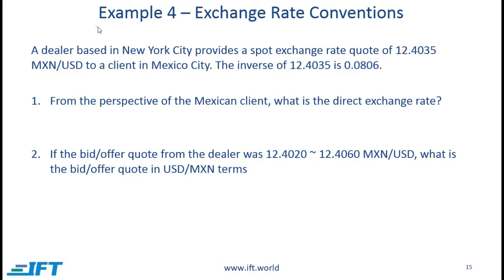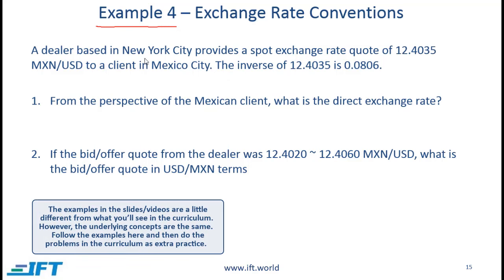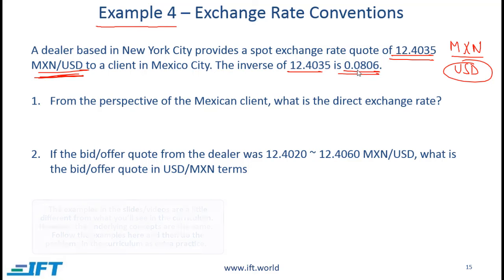Now let's take a look at example 4 from the curriculum. A dealer based in New York City provides a spot exchange rate quote of this, and notice that we are told that this is the convention, MXN over USD. So USD is the base currency, Mexican peso is the price currency. And for convenience, we are also given the inverse. What this means is that 0.0806 would be USD over MXN. From the perspective of the Mexican client, what is the direct exchange rate? Now remember, a Mexican client wants his currency as the price currency, and that is the case over here.